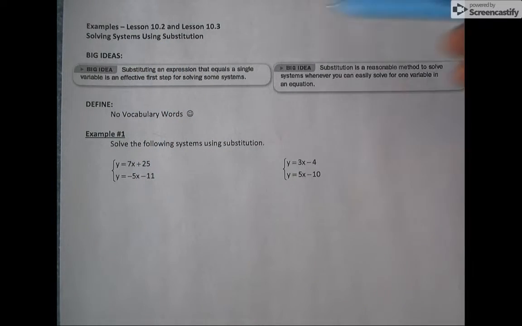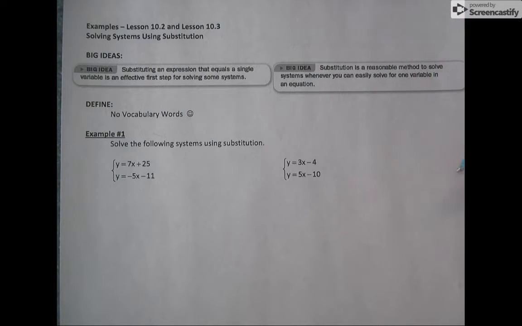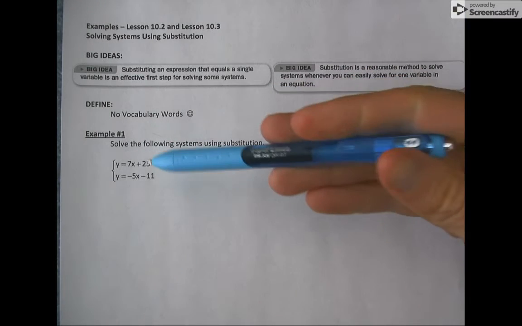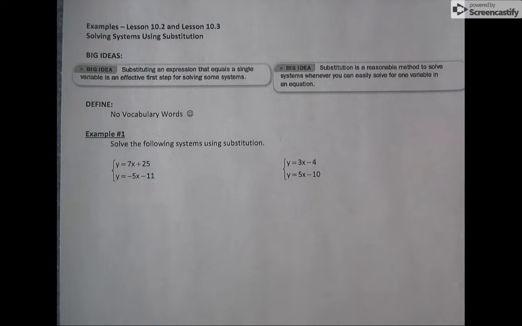So the big idea: substituting an expression that equals a single variable is an effective first step for solving some systems. And the second big idea from 10.3: substitution is a reasonable method to solve systems whenever you can easily solve for one variable in an equation. There are times when one of them may not be in a perfect form like y equals or x equals, but you can rearrange it pretty quickly to get it in that form. Substitution would be a good method at that point. So this should seem familiar. You definitely covered this in Math 8 at one point.